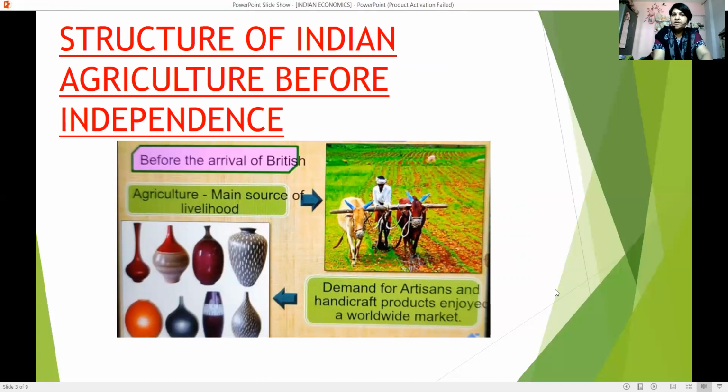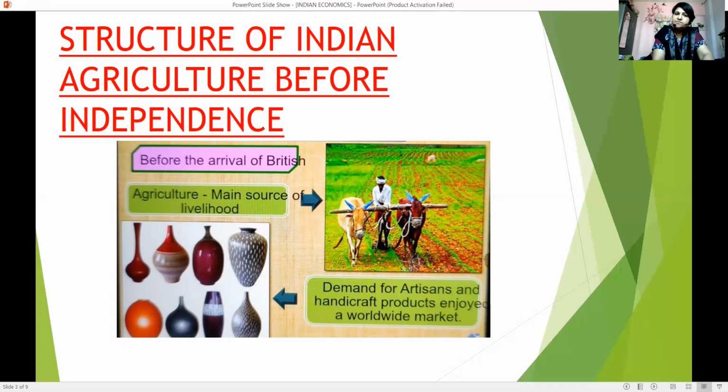The structure of Indian agriculture before independence, how it was. As we all know, India was known as the golden bird of the economy. In the whole world, it was known as the golden bird. Why? Because India was very good in agriculture also, and agriculture was the main source of our livelihood. Not only this, India was producing a lot of handicraft products. In the industrial sector, we were very good in artisans and handicrafts, which were famous worldwide. So, on the whole, we can say it was very good.